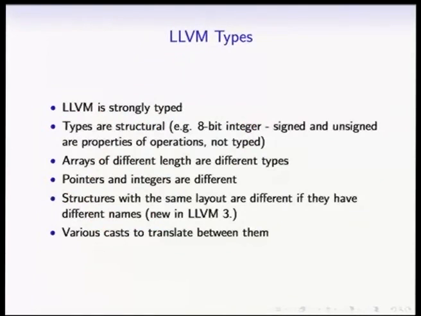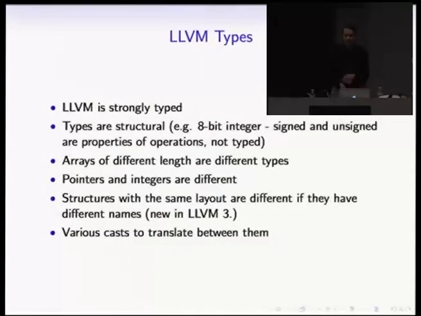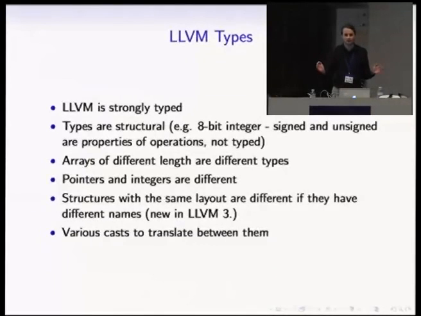LLVM is strongly typed, and it's kind of annoying in a way, but it's useful for optimizations. It's annoying for front-end writers. So you end up having to have a lot of explicit casts in LLVM and these get element pointer things. Arrays and pointers in LLVM are distinct types. Arrays of different lengths are distinct types. Arrays of the same size but different element types are distinct types. And this is useful for validation, but it does mean you just end up writing lots and lots of cast instructions, which the optimizer will strip away.